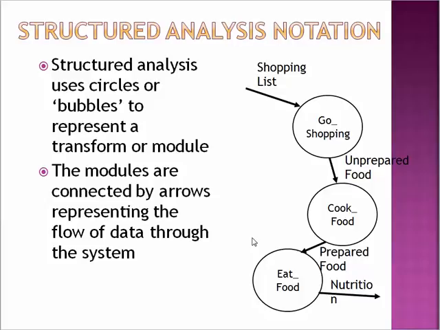Now, if you look at this, there's actually some faults in this. The point of writing this stuff down is to have a better understanding of the processes. So if you look at this really carefully and you think about it, is a shopping list the only input I need to go shopping? Is unprepared food the only thing I need to cook food? There's other elements that are missing inside of here, and there's other elements that have to be considered.